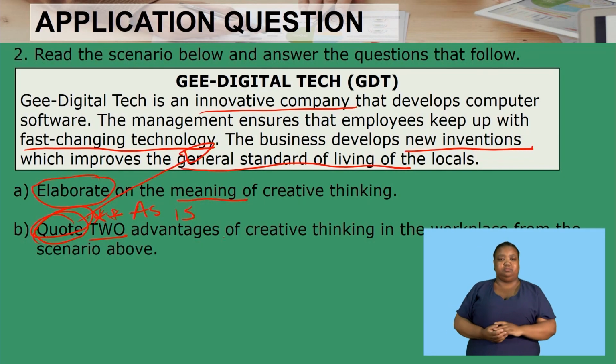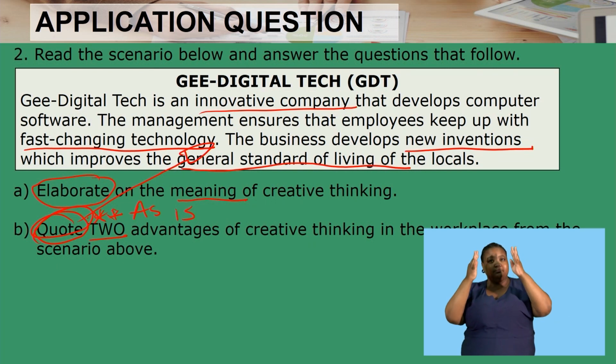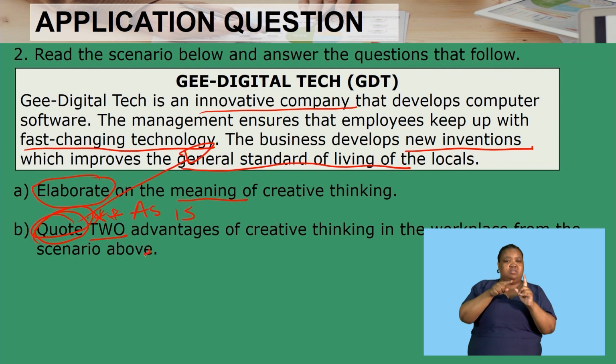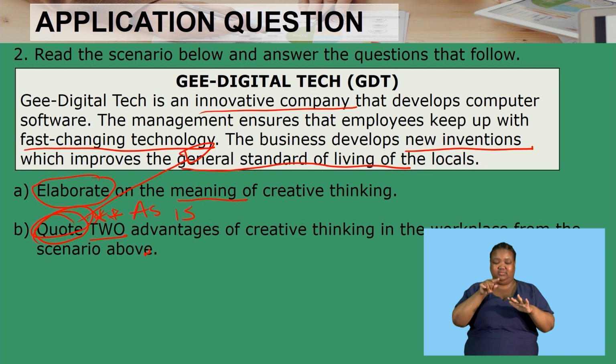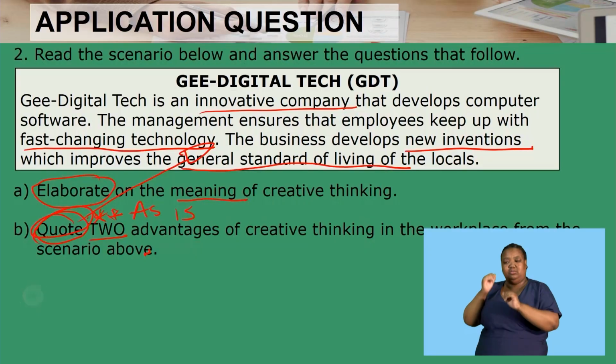That is you quoting. You can even put the inverted commas, and when you put the inverted commas, meaning there's nothing that is going to be changed. You don't put in your question marks, your commas, nothing. As is, you take it from the scenario as is. So you're quoting two advantages of creative thinking in the workplace. They also say in here, from the scenario above. So when you're quoting, you take it as is from the scenario, not from anywhere else. You don't paraphrase. You don't put in your own words. It doesn't matter how tempted you are to put in your own words. You're not allowed to do that.